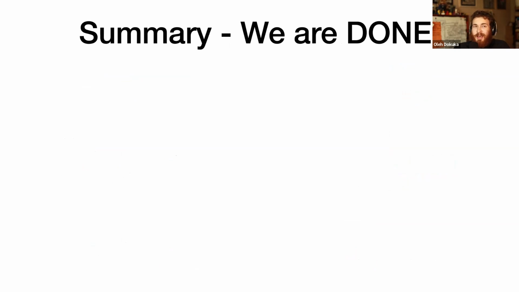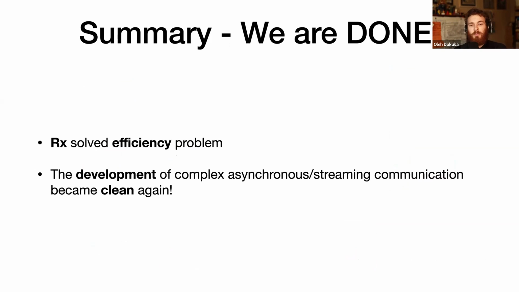So we can say, we are done. We solved the problem of that period of time. We created efficient communication by using the observer pattern. We improved the observer pattern with the iterator pattern and functional programming. So we got reactive extensions, which solved the problem of efficient communication. The development of complex asynchronous, high performance systems became as simple as pie, and basically the problem was solved.